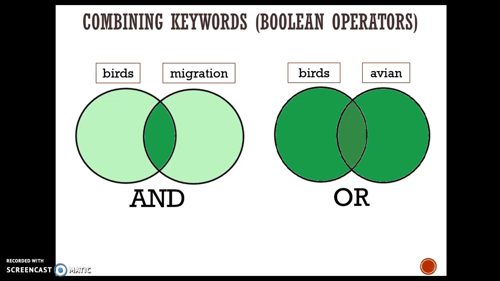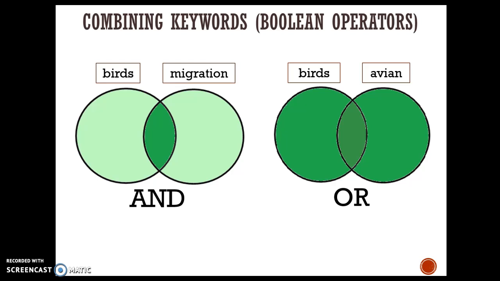So and combines two keywords, and that'll actually limit your search, even though it sounds like it might not. But if you visualize it, like we have this graphic here, if we search for birds and migration, we're only receiving the information in the centerpiece of the Venn diagram. So we're only getting results that talk about birds and also talk about migration. So that'll limit your results if that's what you want to do.